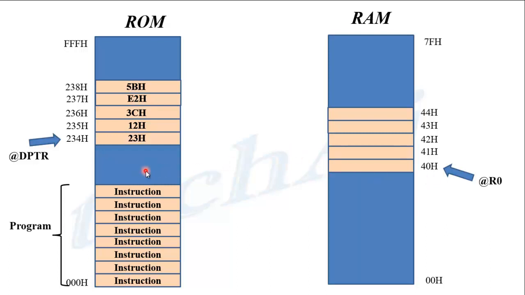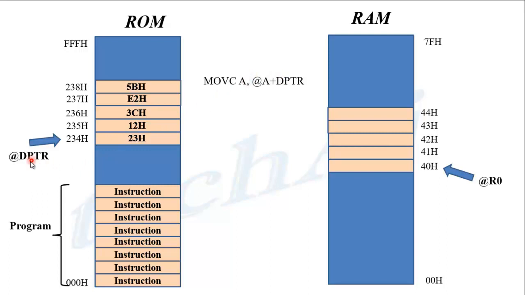Now to perform this data transfer operation, we can use the MOVC instruction, which is MOVC A, @A+DPTR. This instruction performs the addition of accumulator and DPTR and forms the result which is considered as an address. And from this address location, the data is copied into the accumulator.